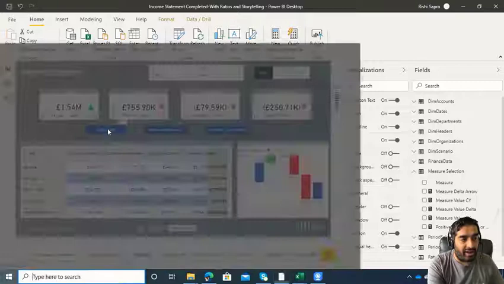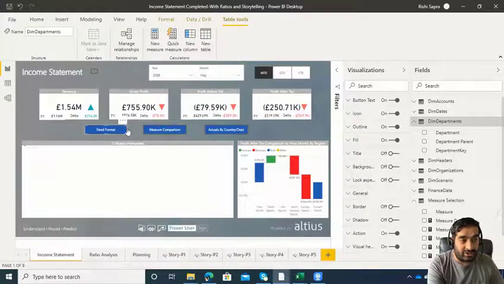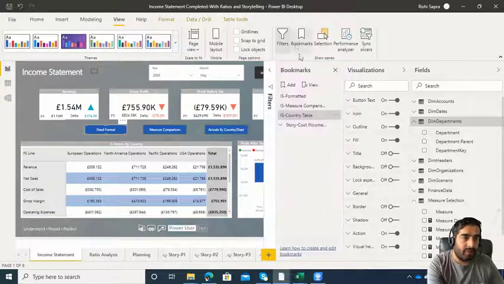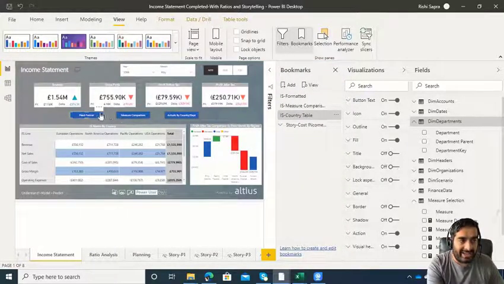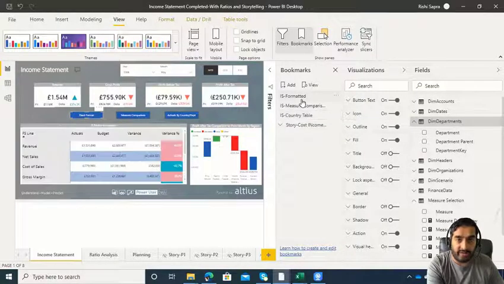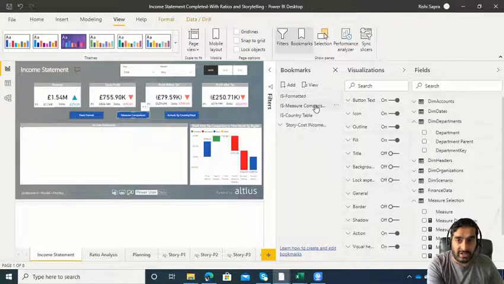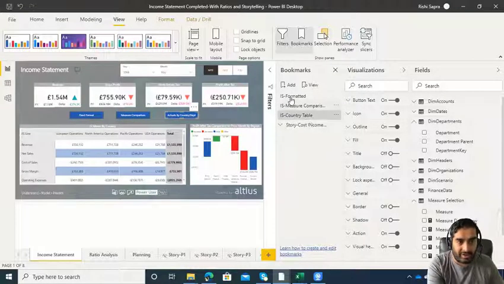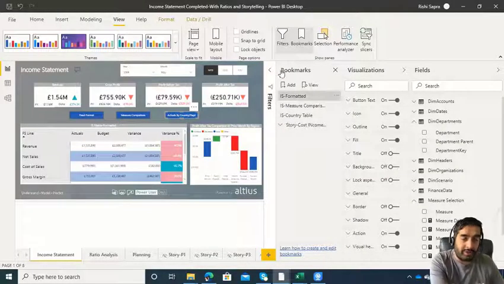Now again, the only thing that's changing with these visuals is just that one table. Everything else is staying the same. So any other filter selections I've got, any other cross filtering selections I've made apart from this income statement will apply, and I can see the income statement in those 3 views. So that was set up using bookmarks. So if we go to bookmarks, you'll see that each of these 3 is linked to a specific bookmark. So the first one to IS formatted, the second one to IS measure comparison, and the third one to IS country table. And clicking on these bookmarks then shows the effect of those buttons.